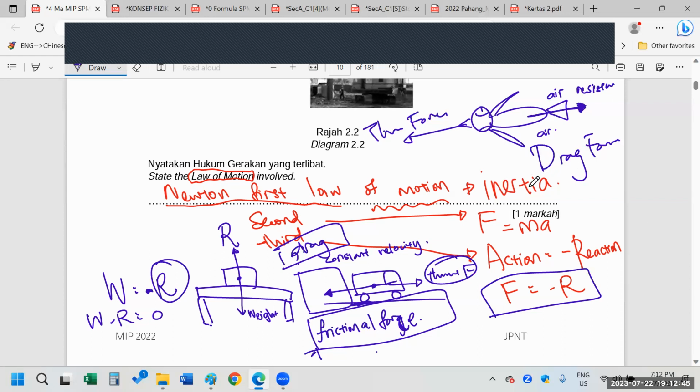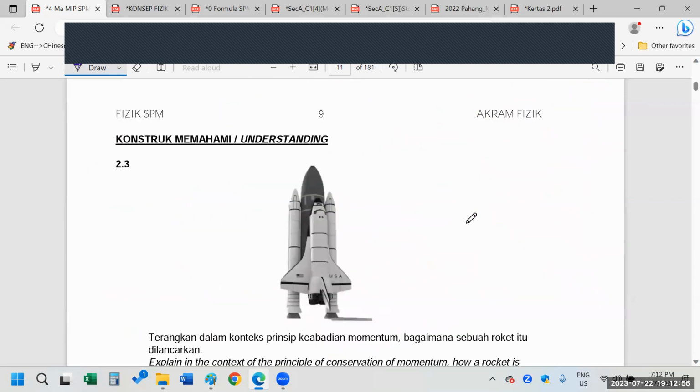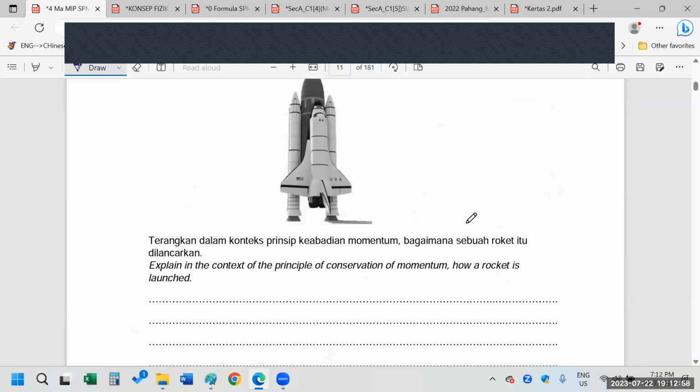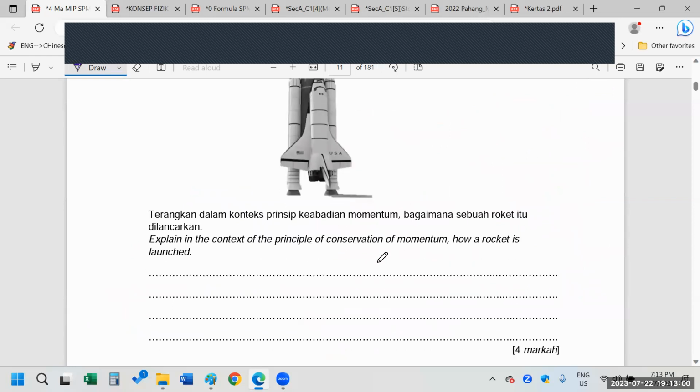Okay, so first law, inertia. Second law, F equals ma. Third law, action equals negative reaction. All right, so now explain the concept of the principle of conservation of momentum, how a rocket is launched.